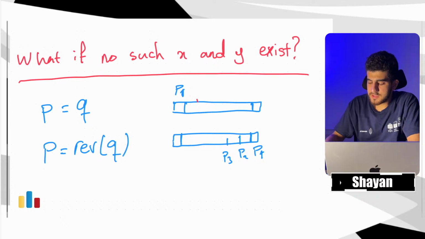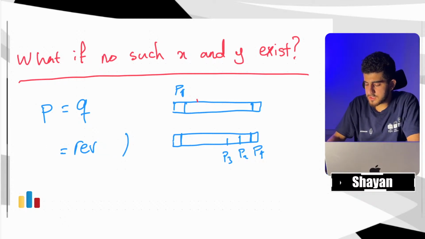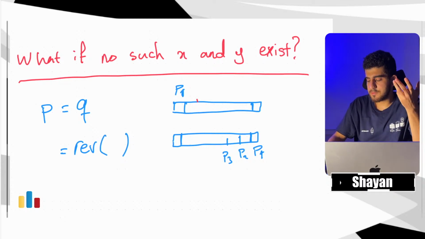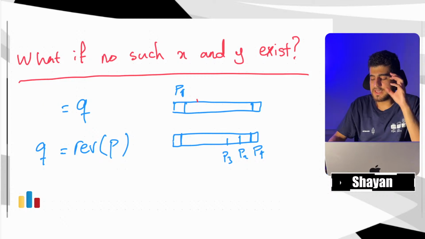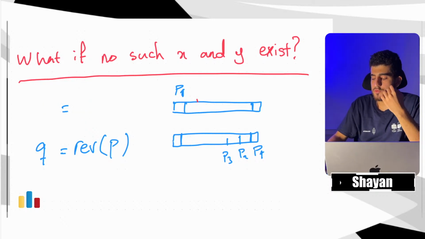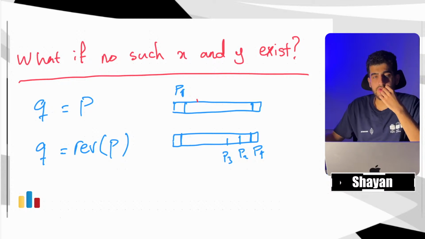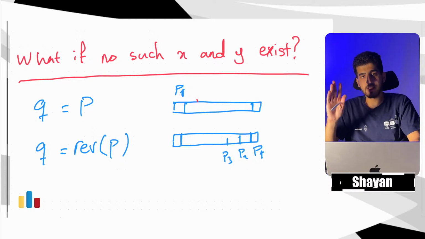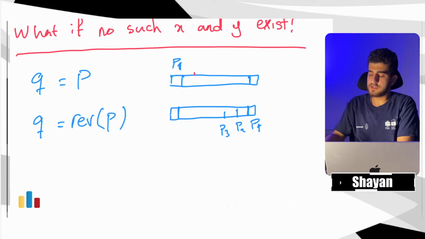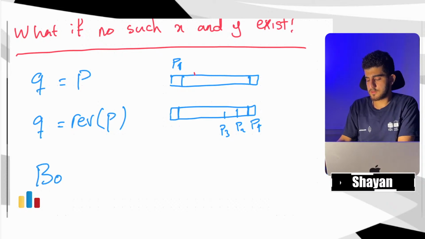It's a bit better if I write q is equal to reverse of p, not p is equal to reverse of q. They mean the same thing, but I think this way of writing is better, because p is our base and we're writing q based on p. Q is either equal to p or equal to reverse of p. Okay, I argue that in this case Bob wins.